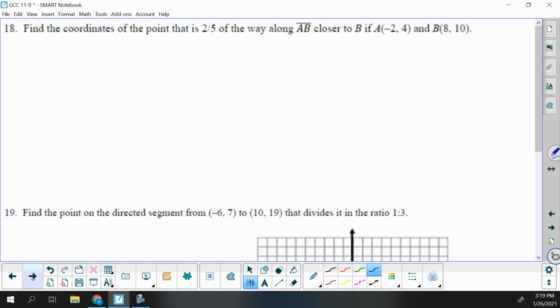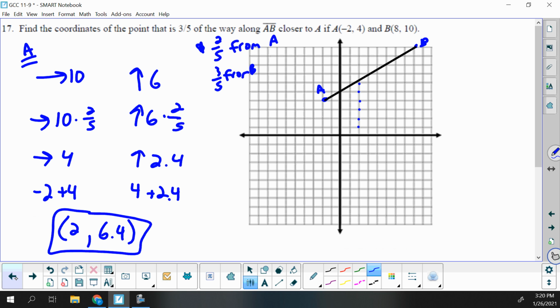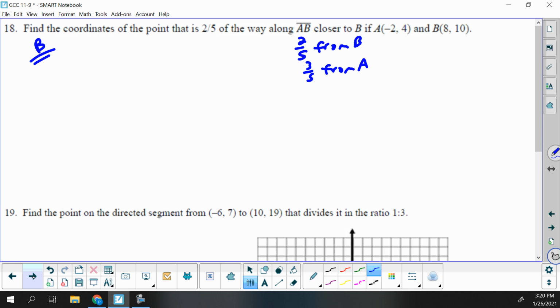In the next part, we've got the same coordinates, A and B, but we want 2/5 of the way along AB, so we're closer to B. So we can either do this as 2/5 from B or 3/5 from A. So let's do maybe the 2/5 from B. So we're going to work from B. Well, if we're going from B, it's just the reverse movements from before. We're going left 10 and down 6.